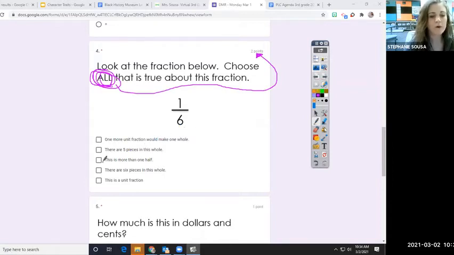This is more than 1/2. No, we know that 1 is not half of 6. There are 6 pieces in this whole. Yes, our denominator is 6. Denominator tells us how many parts are in the whole. This is a unit fraction. Yes, unit fractions are 1 piece of a whole.